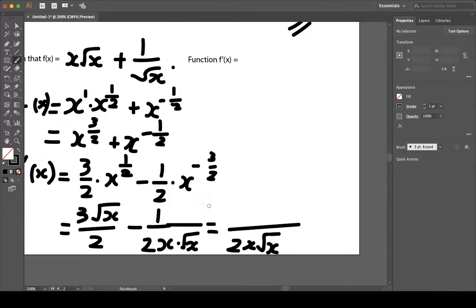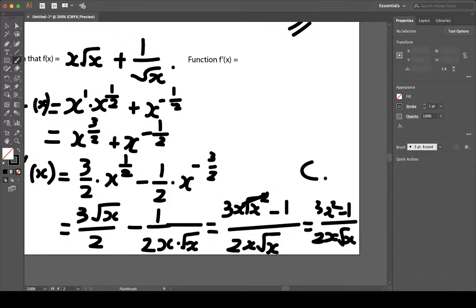So with that, we will actually get 3x to the square root of x squared, which we could actually just cross out to be only x times x minus 1. So that will actually be 3x squared minus 1 over 2x squared of x. And so, in conclusion, the answer would be C here in my book. And that's how you actually solve this crazy power stuff.